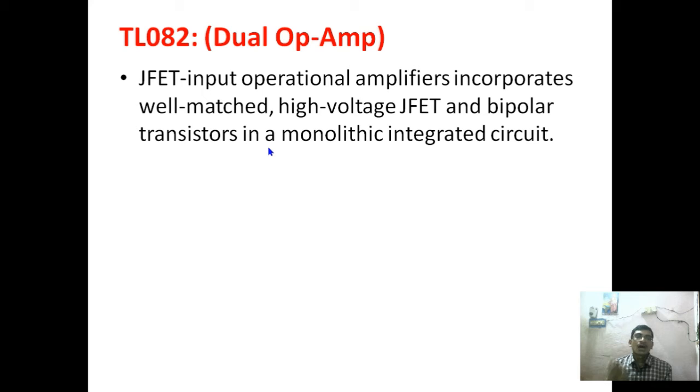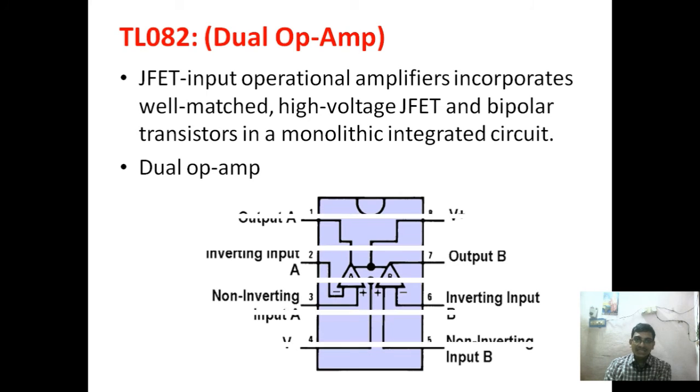BJTs and JFETs are all fabricated in a single monolithic IC, in a single chip. We are fabricating all these things together. So it is a monolithic IC, not a hybrid IC. All the components are fabricated in a single chip, not in different chips. And it is a dual op amp. It contains two operational amplifiers.